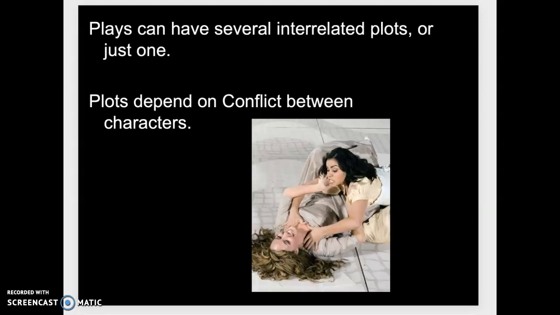So plays can have several interrelated plots or just one. Plots depend on conflict between characters, right? So we're going to look at mapping a plot. You're also going to read a variety of plays this semester, some of which will have very simple, straightforward plots, and some will have multiple layers of plot upon subplot upon subplot. You'll see that when we get to Shakespeare this semester. His 5-act plays have many, many things going on with them.